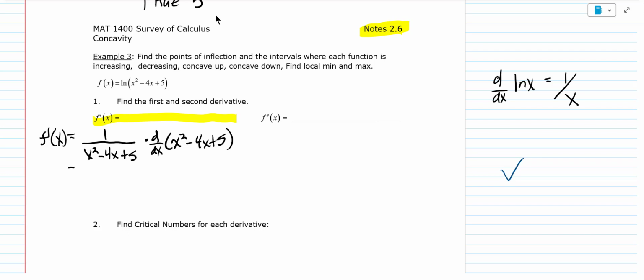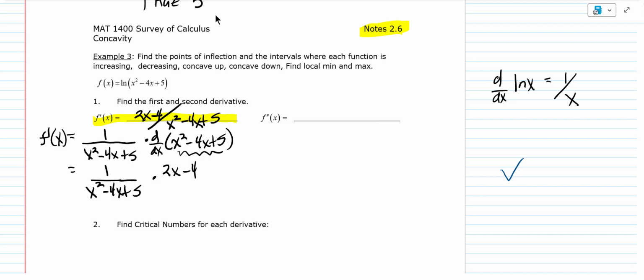So what you end up getting is 1 over x squared minus 4x plus 5, and then the derivative of the inside part here is going to be 2x minus 4. Okay, so there's really not any simplification you can do on this. So the first derivative, we'll just write that as 2x minus 4 all over x squared minus 4x plus 5. Okay, so we've learned how to do that. That's a chain rule for a natural logarithm.